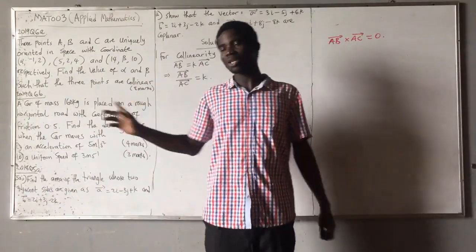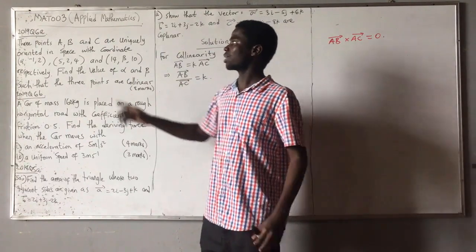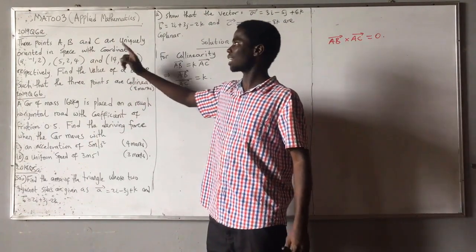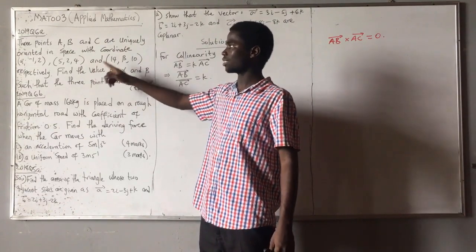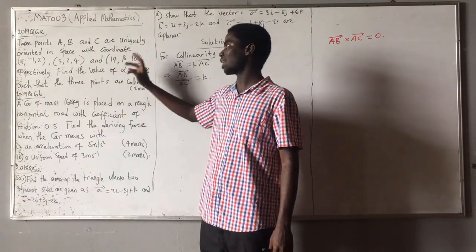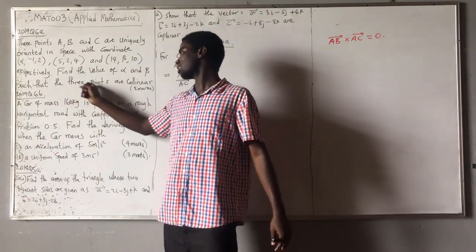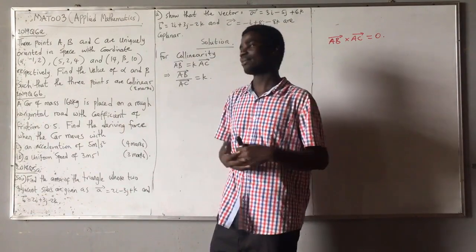So now for this one, we have moved to another part. Three points A, B, and C are uniquely oriented in space with coordinates (alpha, -1, 2), (5, 2, 4), and (14, beta, 10) respectively. Find the values of alpha and beta so that the three points are collinear. We are talking about collinearity.